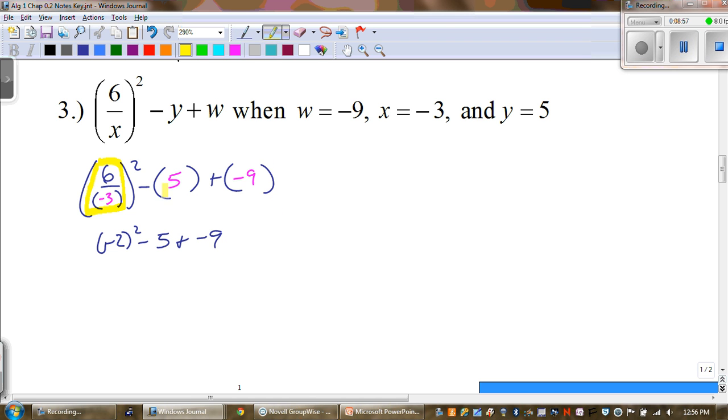Okay, and now once again, we're going to do our exponents. -2 times -2 is 4. And we've got one guy left that we can do, click right here. And so -4 plus -5 gives us -1 plus -9, and we get our grand total of -10.